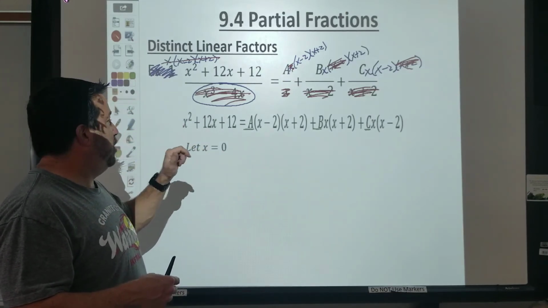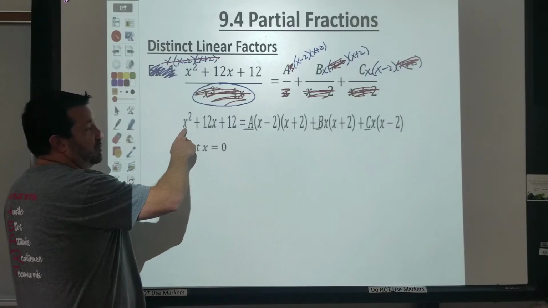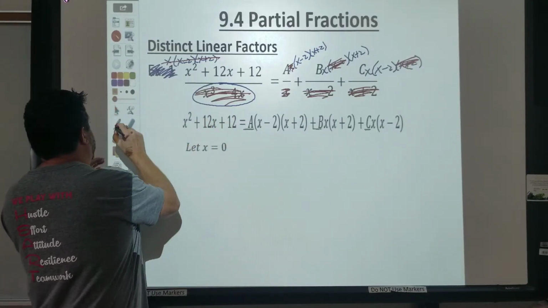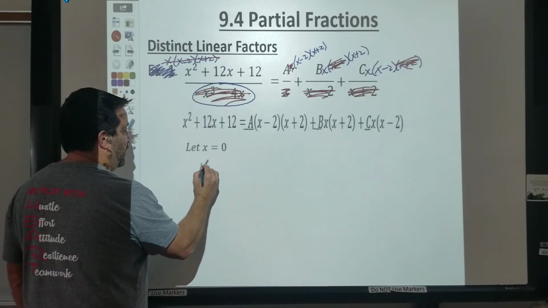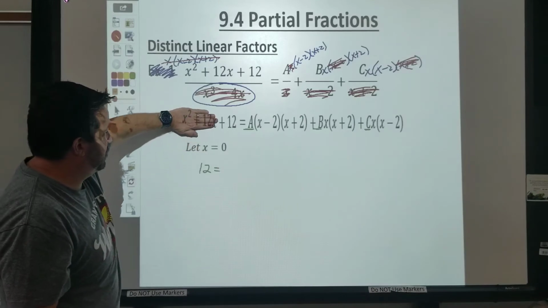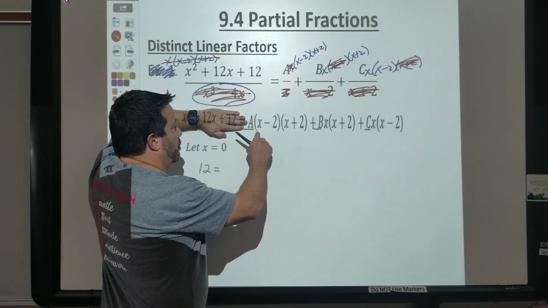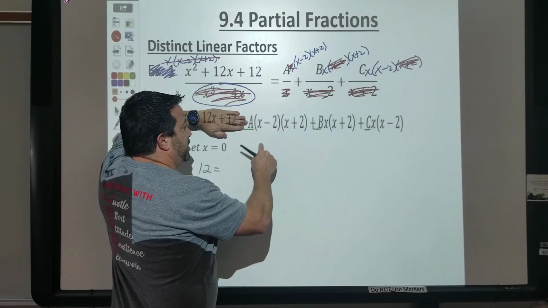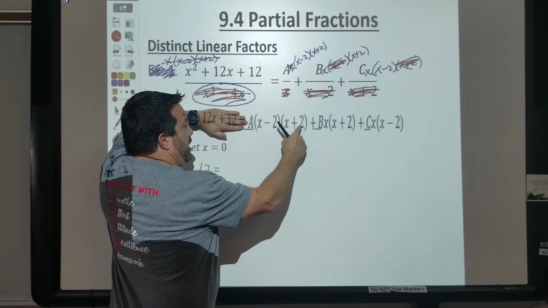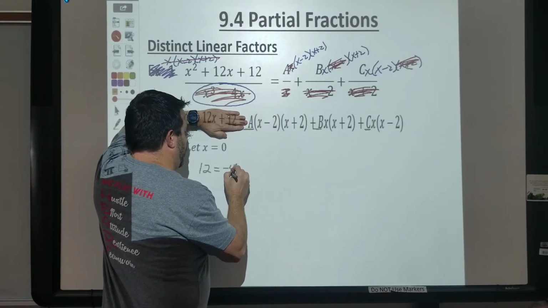Why 0? Well, if you substitute 0 in here, this would be 0 squared plus 12 times 0 plus 12. So if I let x equal 0, the whole left side just turns out to be 12. Then I go over here. If I put 0 in for x in both these spots, this would be a negative 2, this would be a positive 2. So negative 2 times positive 2 would be a negative 4 times a. So I'd get negative 4a.